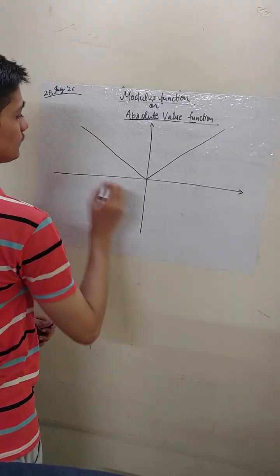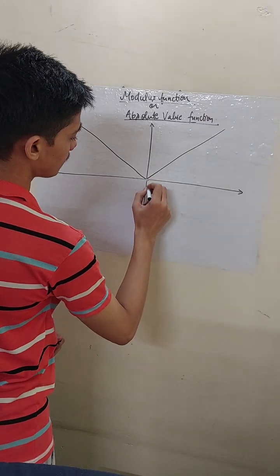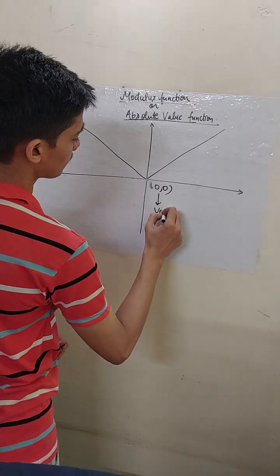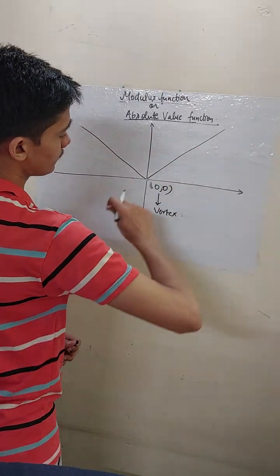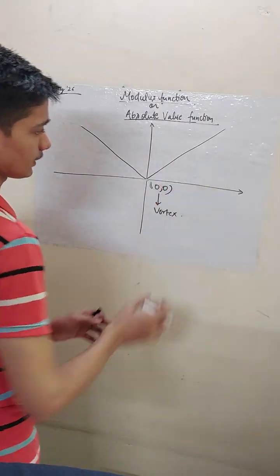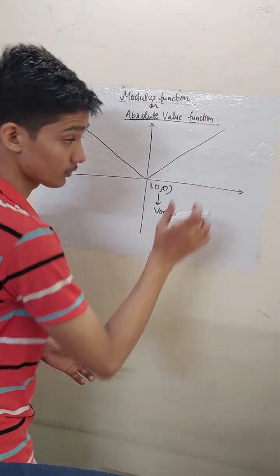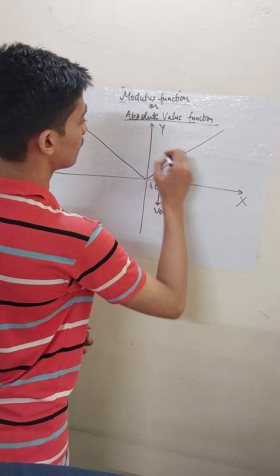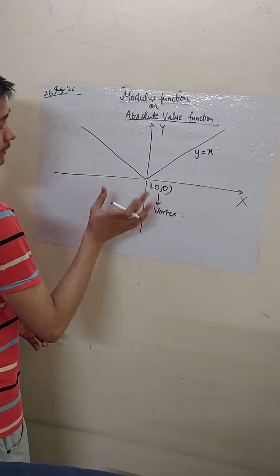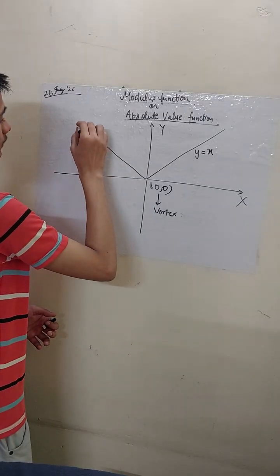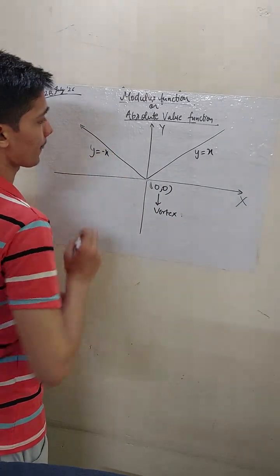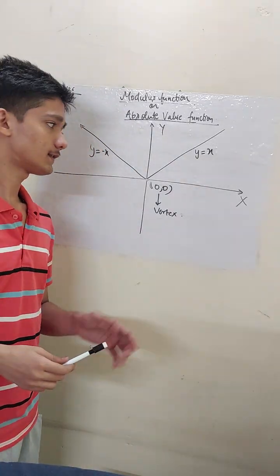Its vertex lies on the origin, and the graph above the positive x-axis is called y is equal to x, while above the negative x-axis, we call it y is equal to minus x. Okay, so this is the graph.